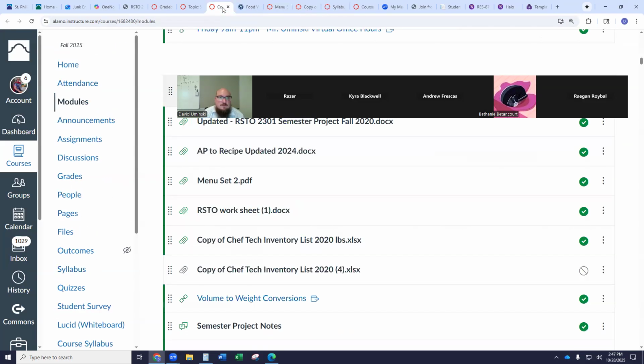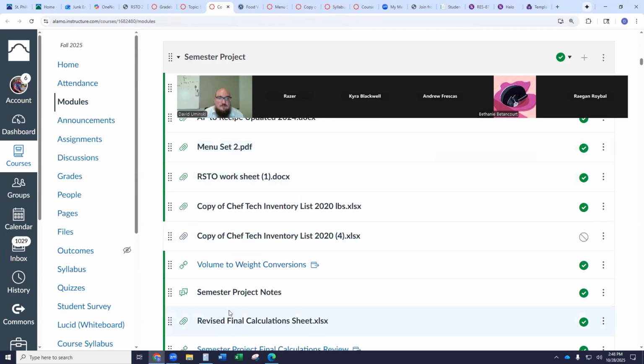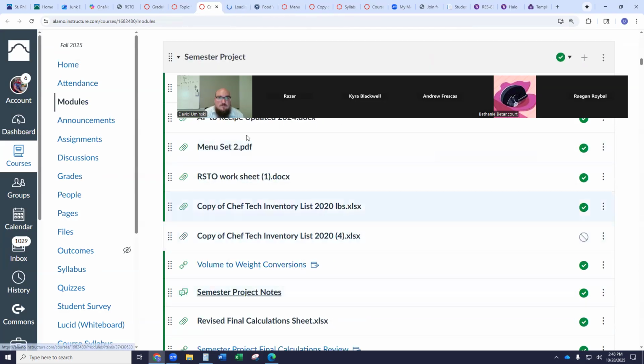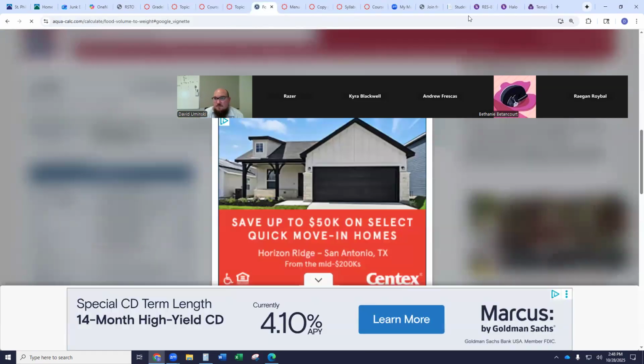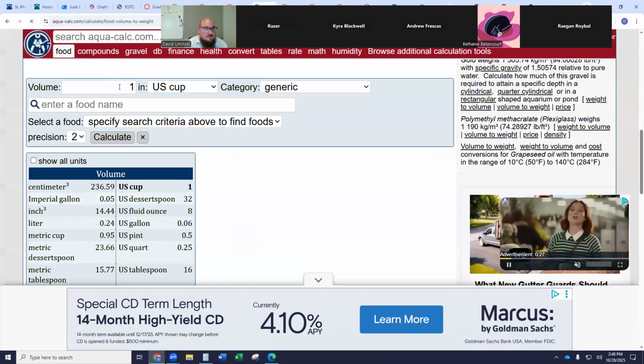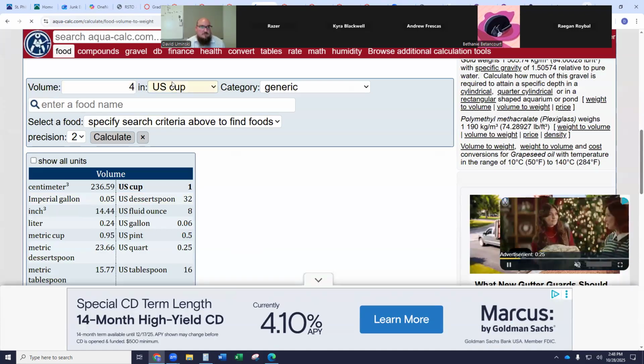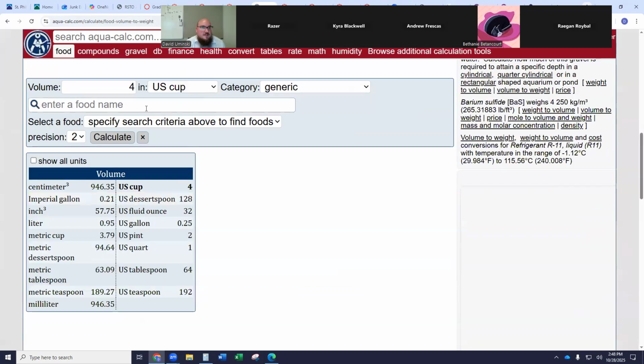Okay, so running it through AquaCalc, it said that I would need 0.99 pounds. 4 cups would equal 0.99 pounds. Okay, that's Parmesan cheese, correct? Yes.